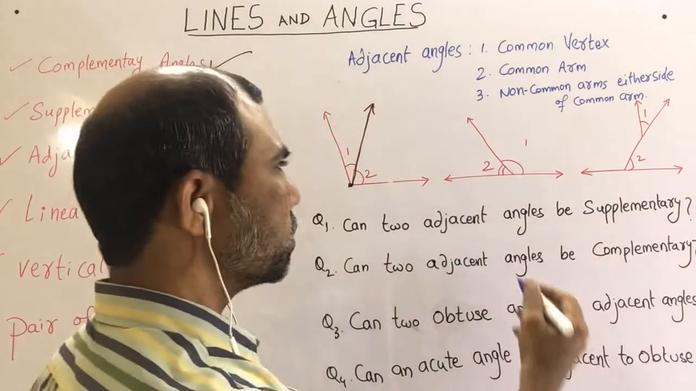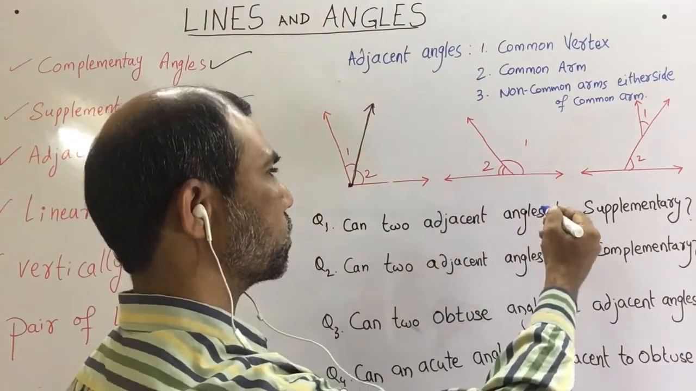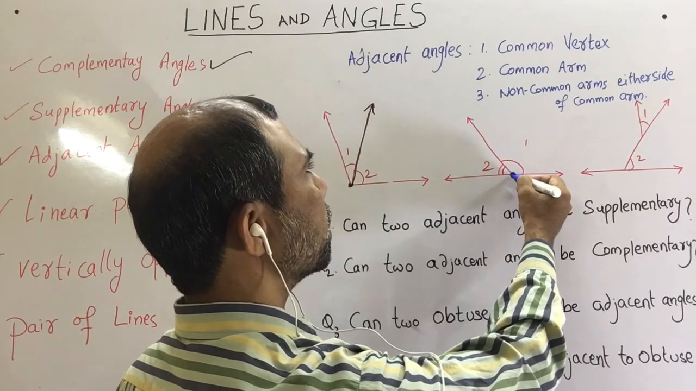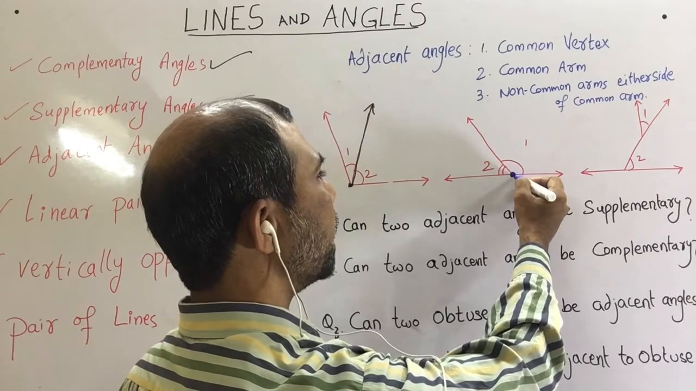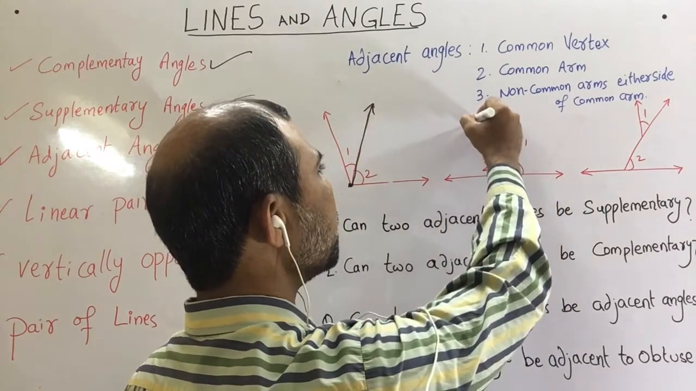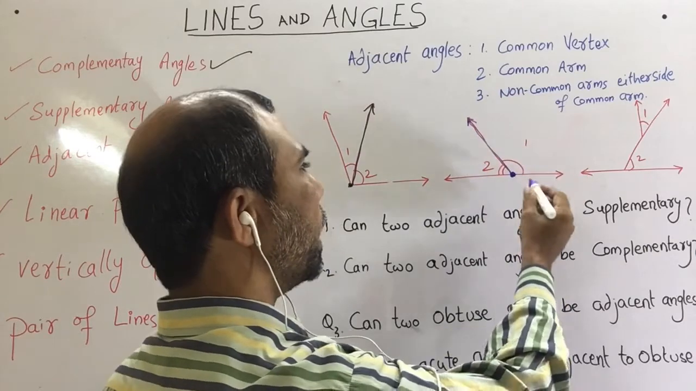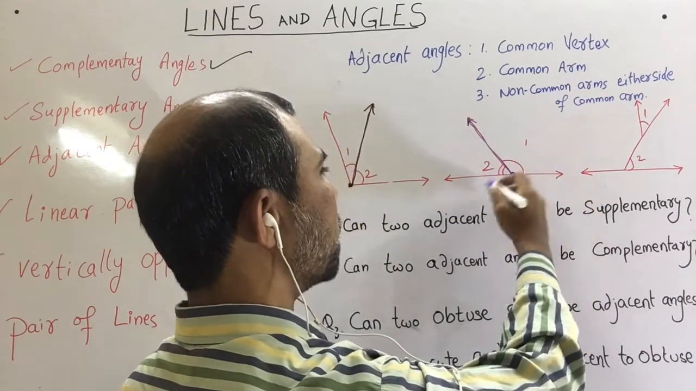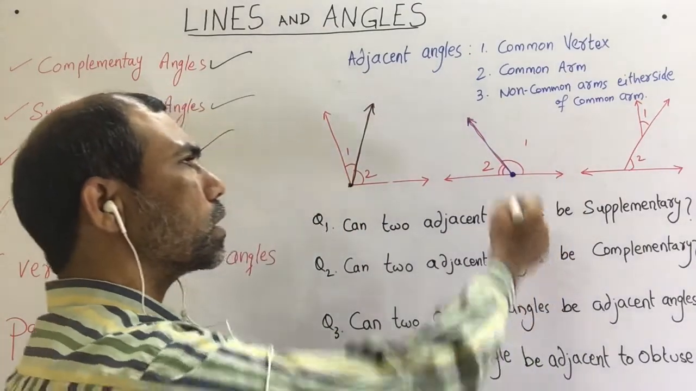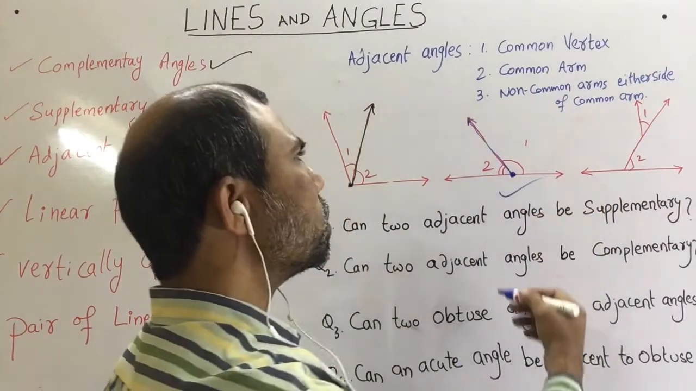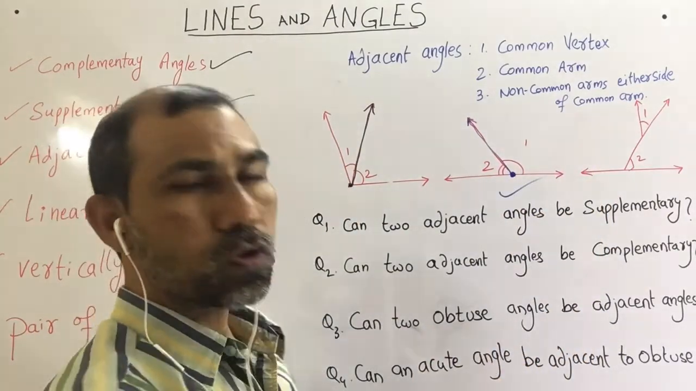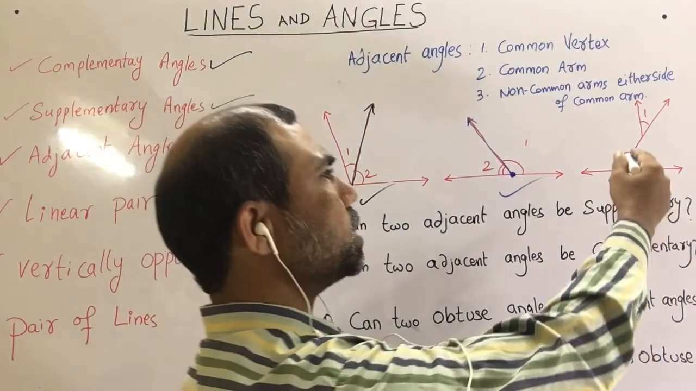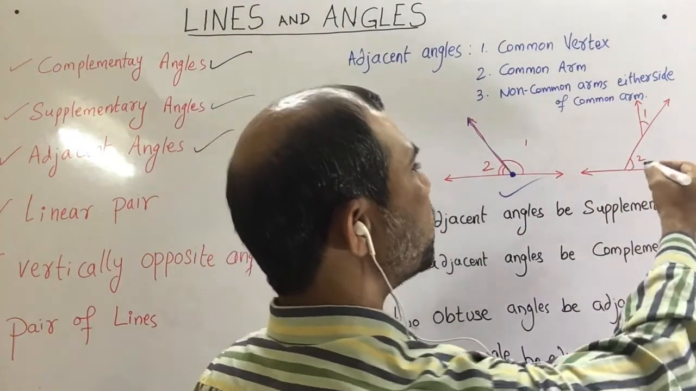Let us check the same conditions for this. Here angle 1 and angle 2, they are having the common vertex for both angles, and there is a common arm for these two, and this one non-common arm, and this is another non-common arm, and both are either side of the common arm. So, these are also adjacent angles. Let us consider this example. Here we do not have common arm.